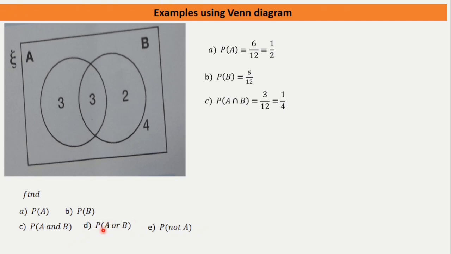And what is the probability of A or B? The probability of A or B is the probability of A union B. We add all the elements in both A and B. In this case, 3 plus 3 plus 2, that's 8. The total number of the elements of the Venn diagram is 12. So the probability of A union B will be 8 over 12.